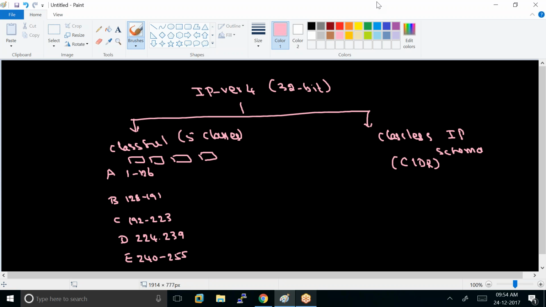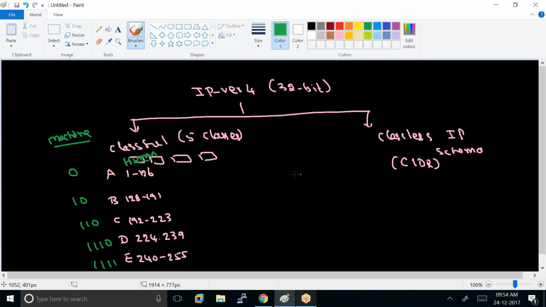Similarly, if it starts with 0, it is class A; with 10, class B; with 110, class C; with 1110, class D; and 1111 corresponds to class E. This is the machine-understandable format, and the earlier one corresponds to the human-understandable format.